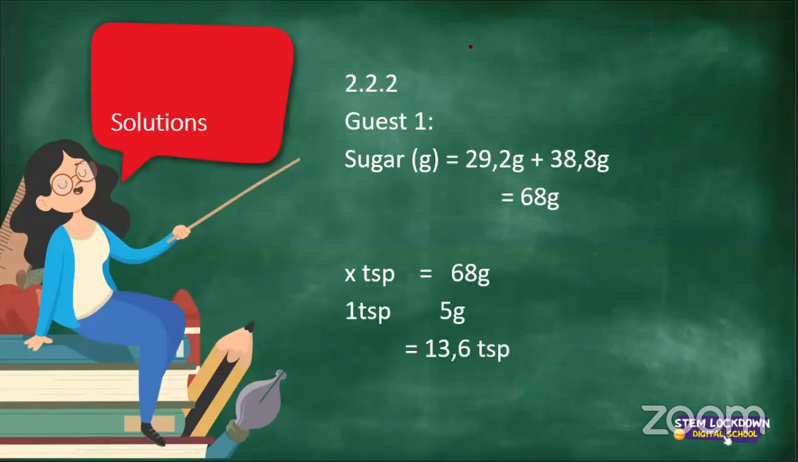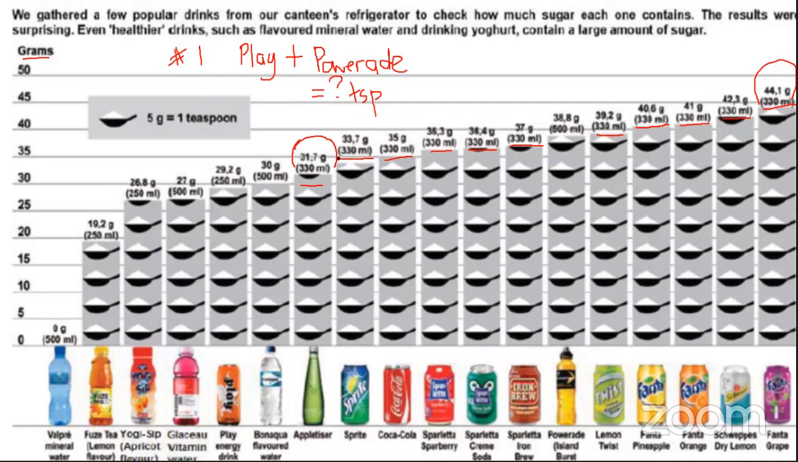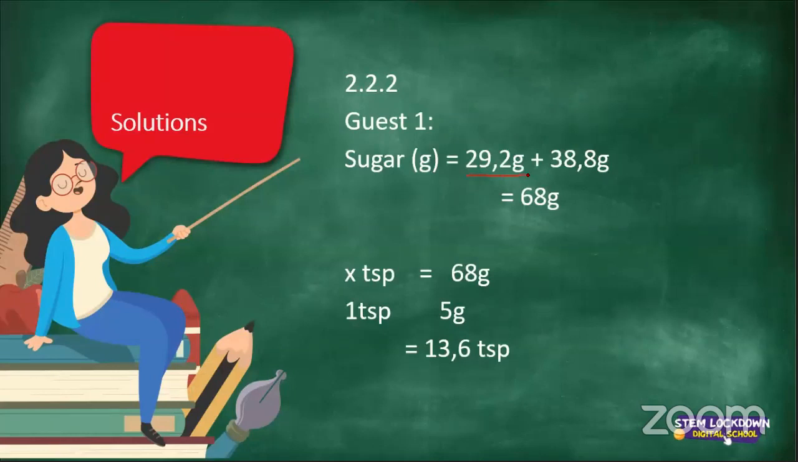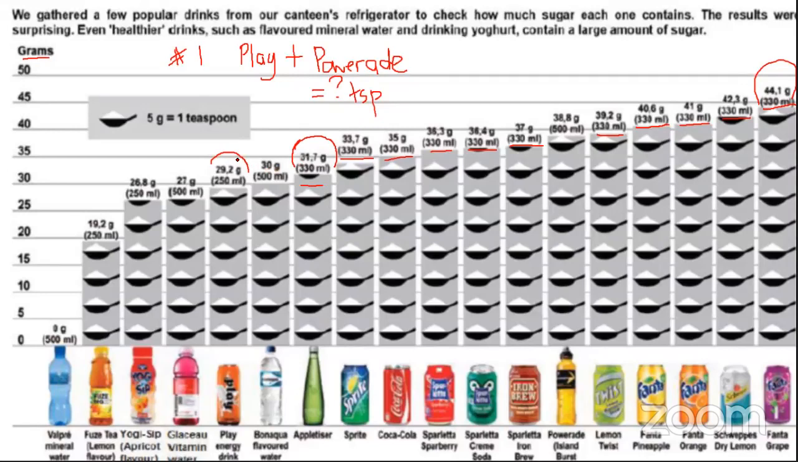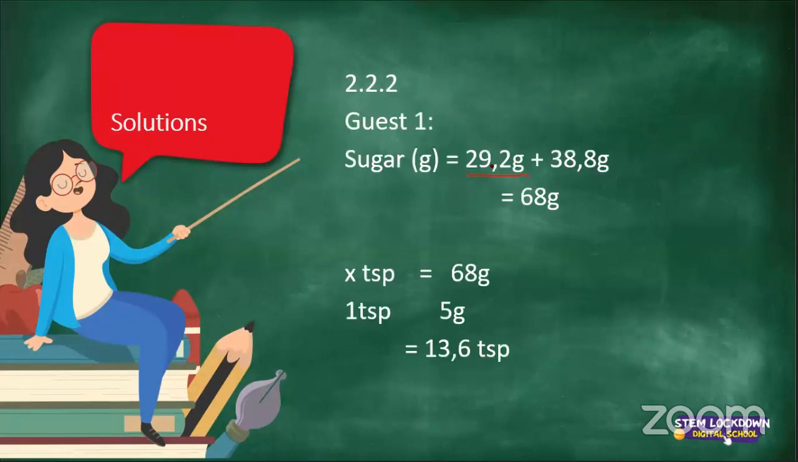So for guest one, let us first identify Powerade and Play. There's the Play. Play contains 29,2. There's your 29,2 for Play, plus Powerade. You need to look for Powerade. There's Powerade. Powerade contains, now these are grams, not teaspoons, 38,8 grams. So the total amount of grams that guest 1 consumes will be 29,2 plus 38,8, which gives us 68 grams.